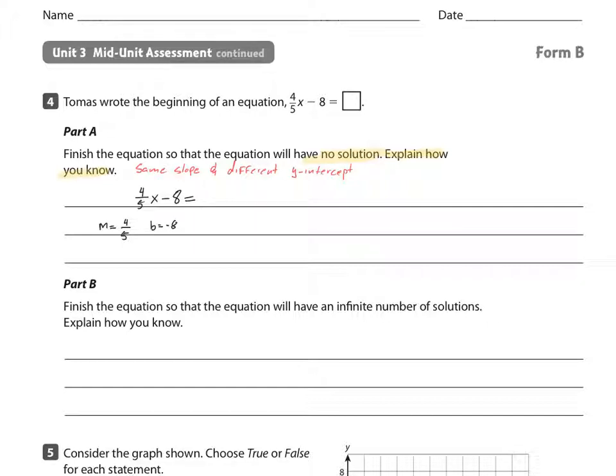Now, using that note that I gave you, it says the same slope. So we're going to write the same slope, 4/5x. And you need to have a different y-intercept. That means you need to put any other number other than negative 8. So I'm just going to put positive 8. And to check your work, the only thing you need to do is solve the equation.